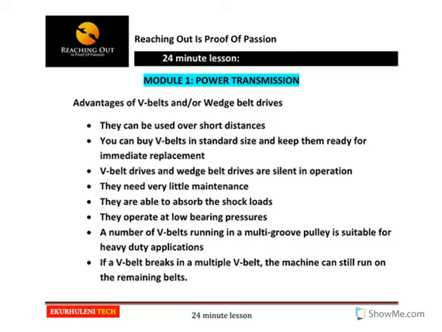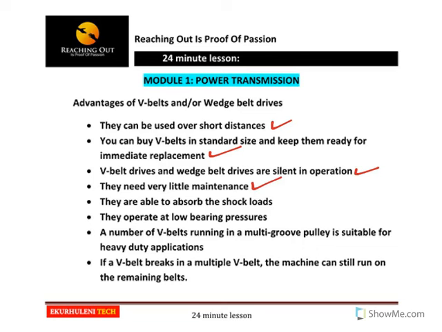Now, the advantages of V-belts or wedge belts is that they can be used over short distances. You can buy V-belts in standard size and keep them ready for immediate replacement. In other words, they all come in the same size for the particular machine. When it is worn out, you can replace it with a similar type of belt. The V-belt or wedge belt drives are silent in operation, meaning they don't make a lot of noise. They need very little maintenance.